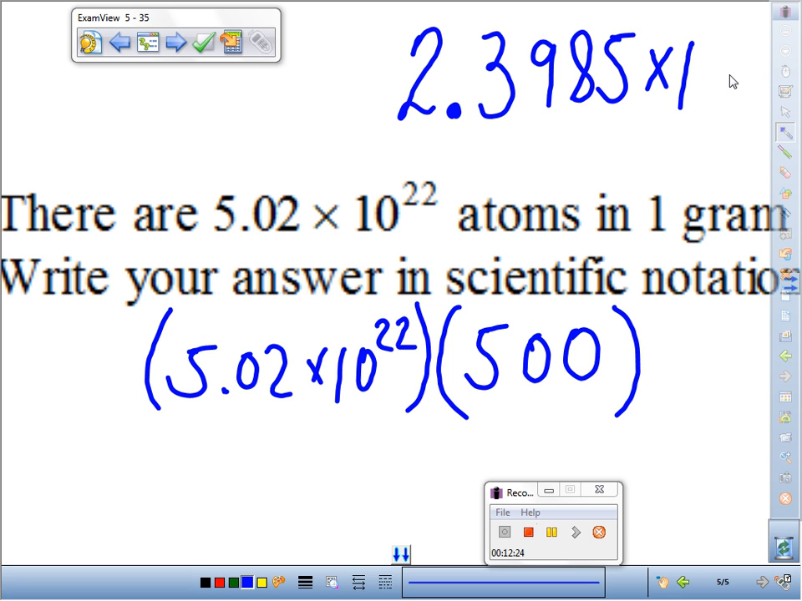2.3985 times 10 to the 9. It needs to have only 1 digit on the left side, and it needs to be multiplied times base 10 and an exponent here. Now look at the 500. Is this scientific notation? No, we need to change this. So how do we change it?